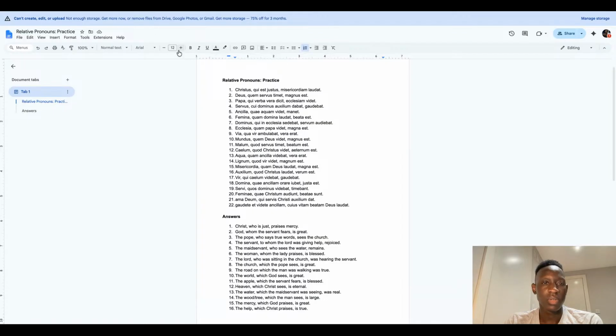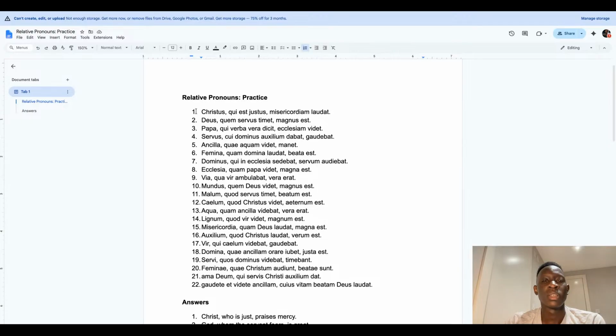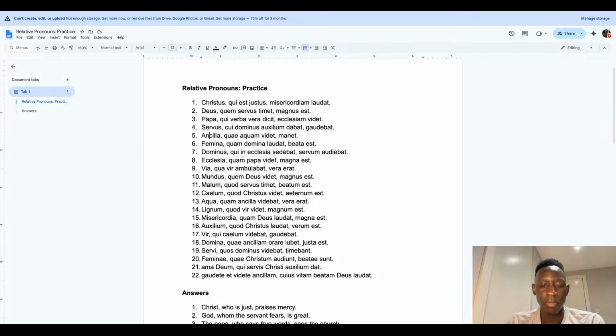Christus, qui est justus, misericordiam laudat. Christ, who is just, praises mercy. Deus, quem servus timet, magnus est. God, who the servant fears, is great. God, whom the servant fears, is great.